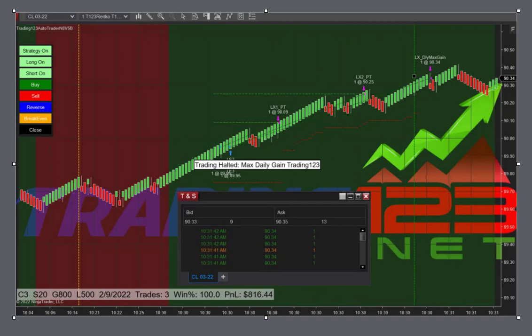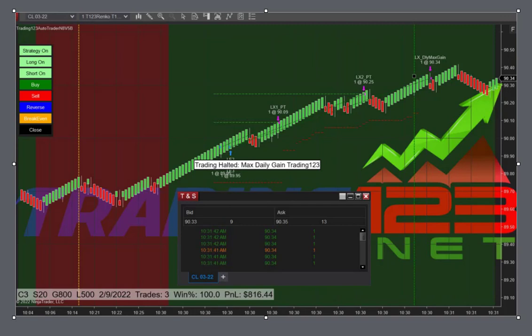Now with the AutoTrader, there's no restrictions on the software. You can trade one contract or you can trade 10 or 20 or 30 and set whatever dollar amount you want as far as profit and loss.